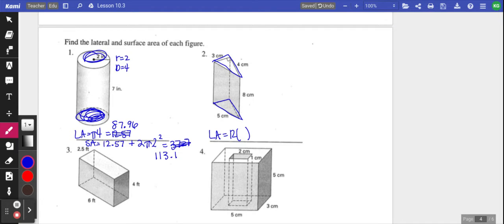Okay, so back to this one. Now we've done our perimeter times our height, and 12 times 8 is 96. Then I'm meant to add to that two bases, and these bases are triangles, and the formula for the triangle is half the height times the base, and of this triangle, we're looking at a base of 3 and a height of 4. 96 plus 12, 108.